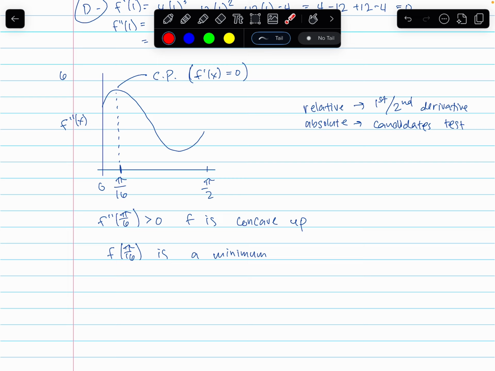Okay, let me read C. So f has a relative maximum at x equals pi 16th, but not an absolute maximum. Okay. It's not going to be C because it's not going to be a maximum, and it's not going to be D. So it's either A or B. So we've got to rule out whether or not it's an absolute minimum or not.